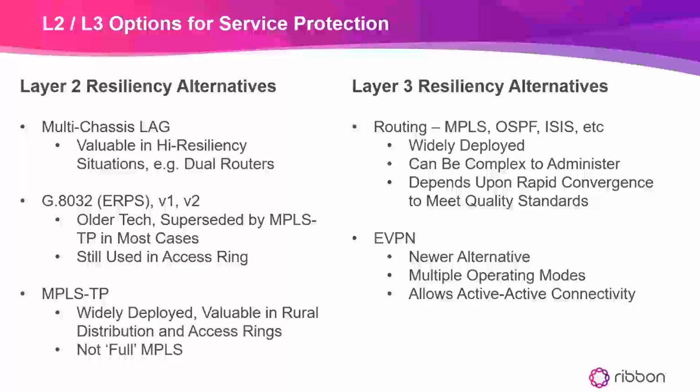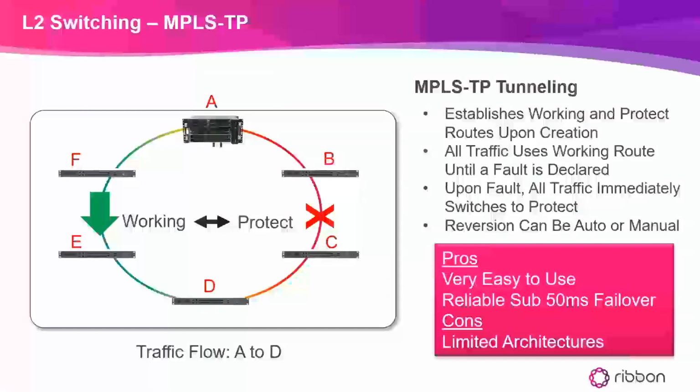Then we've got EVPN, which is a fairly newer technology. It is deployable in a number of topologies. There are multiple modes that EVPN supports. Primarily, one of the modes allows active-active connectivity. And so we're going to take a look particularly at EVPN and then how it was deployed in one of our customers. You may find that compelling for your situation. So starting with layer 2 switching, we're going to talk about MPLS-TP.